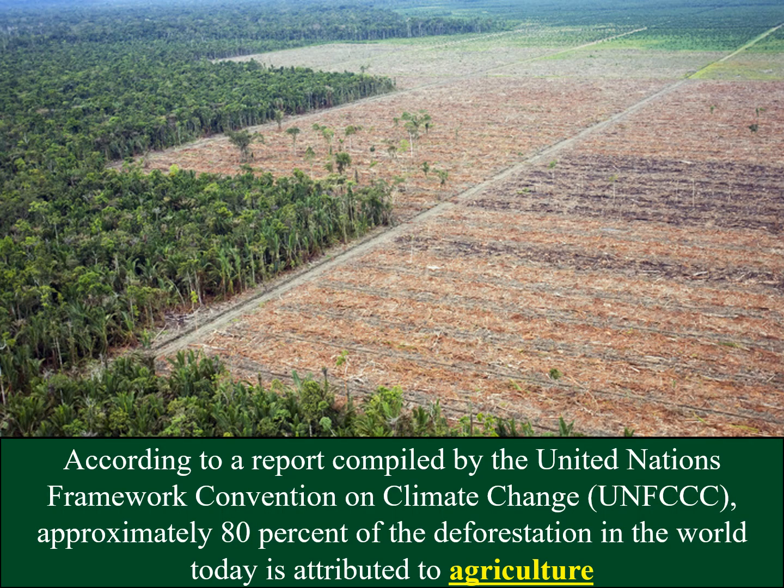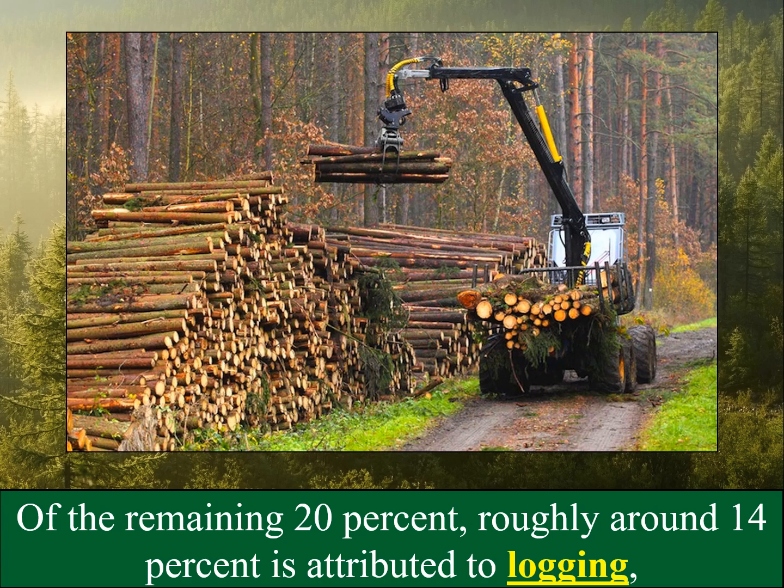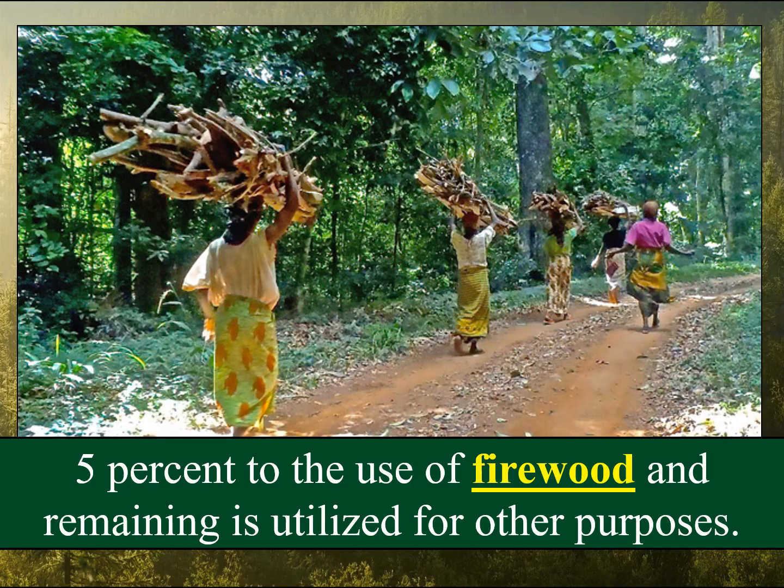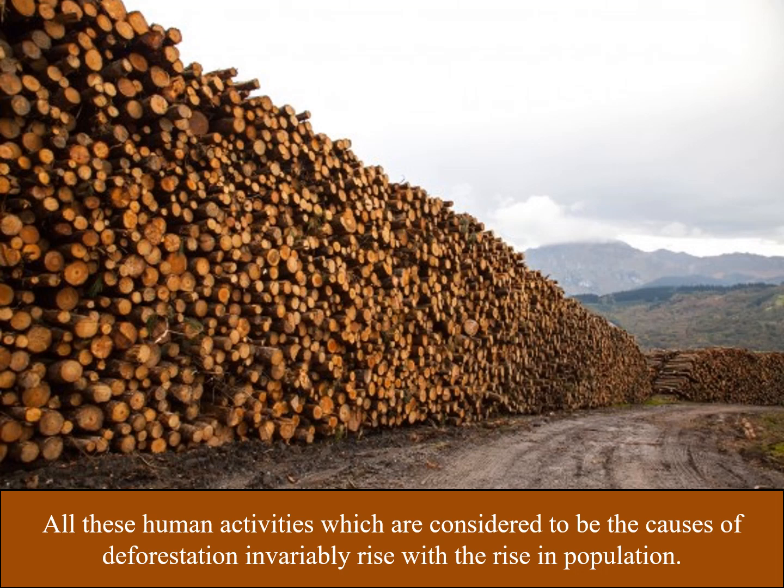According to a report compiled by the United Nations Framework Convention on Climate Change, approximately 80% of the deforestation in the world today is attributed to agriculture. Of the remaining 20%, roughly around 14% is attributed to logging, 5% to the use of firewood, and the remainder is utilized for other purposes.